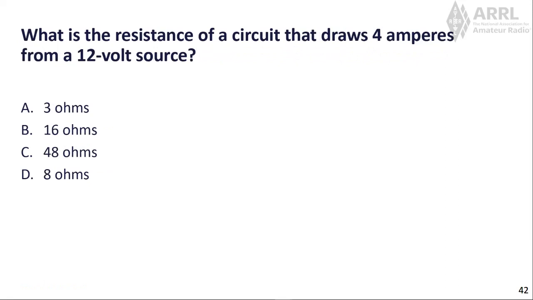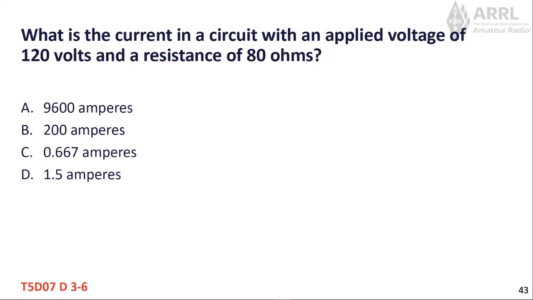What is the resistance of a circuit that draws 4 amps from a 12 volt source? So 12 divided by 4 is going to be 3 ohms. Answer A. What is the current in a circuit with an applied voltage of 120 volts and a resistance of 80 ohms? So we're going to have 120 divided by 80. That's going to be 1.5 amps. Answer D.